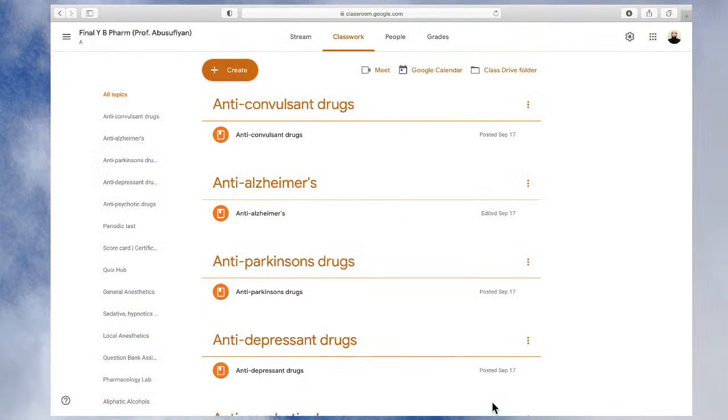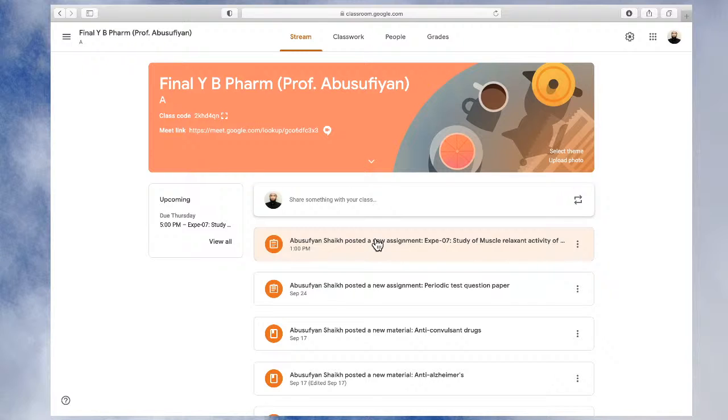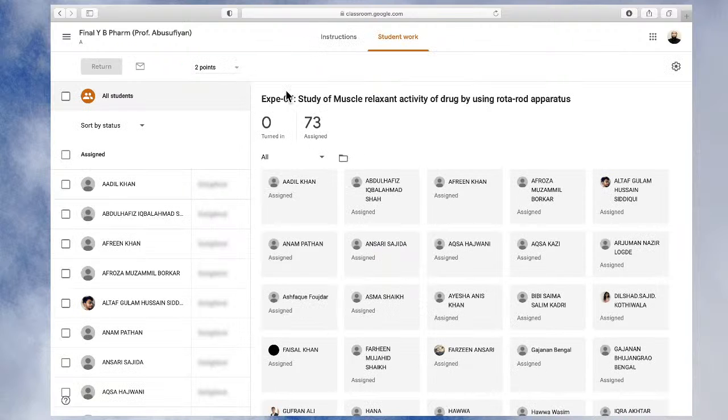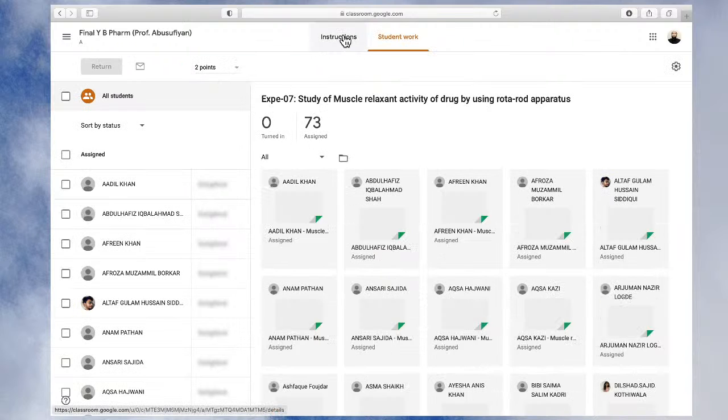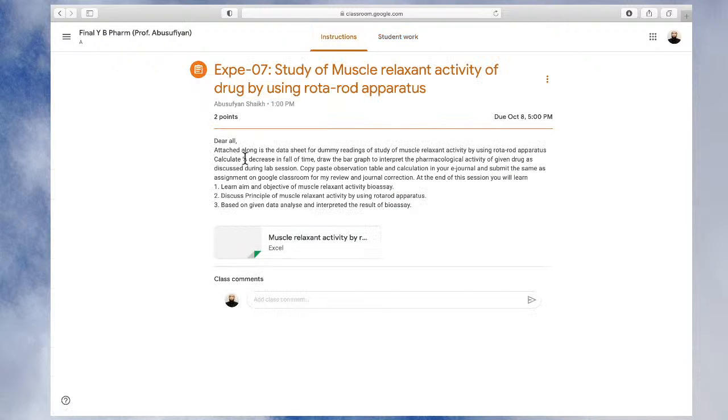Now let's go to the Excel sheet and try to see how to perform this experiment. Okay. So what you need to do is, I am going to today's assignment. First go to the instruction. So what instruction have I given? Yes, so the instructions are: attached along is the data sheet for dummy reading of muscle relaxant activity by using Rotarod apparatus.